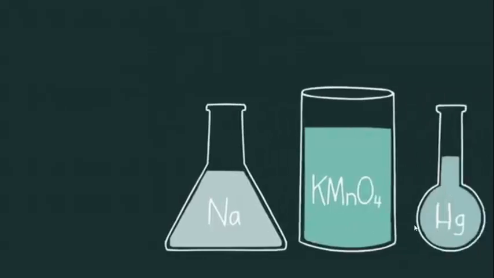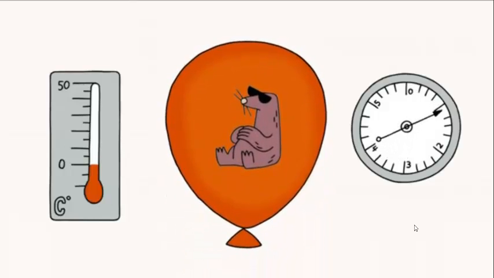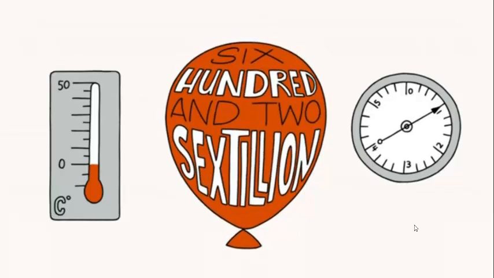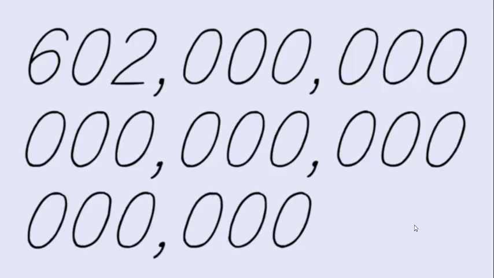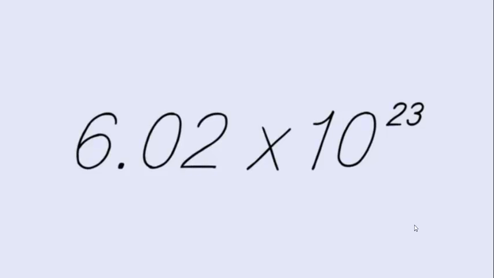Now the thing is that the amount of particles in even small samples is tremendous. For example, if you have a balloon of any gas at 0 degrees Celsius and at a pressure of 1 atmosphere, then you have precisely 602 sextillion gas particles. That is, you have 6 with 23 zeros after it particles of gas in a container. Or in scientific notation, 6.02 times 10 to the 23rd particles.